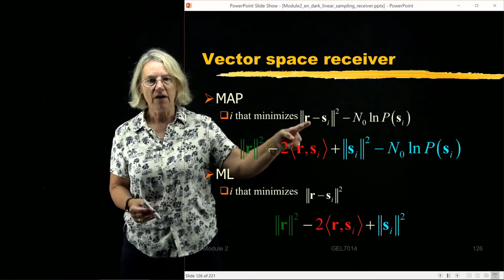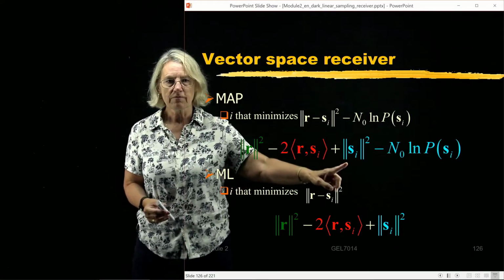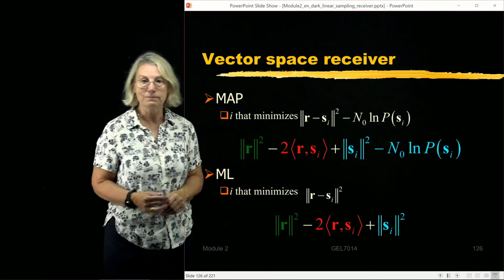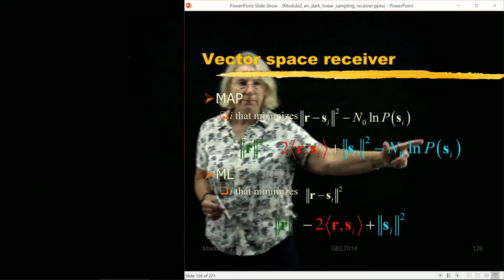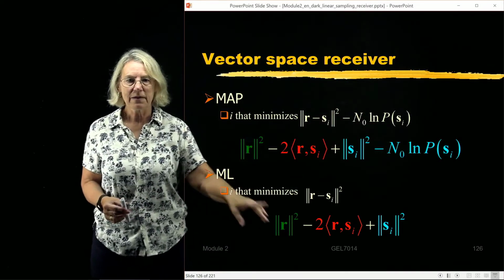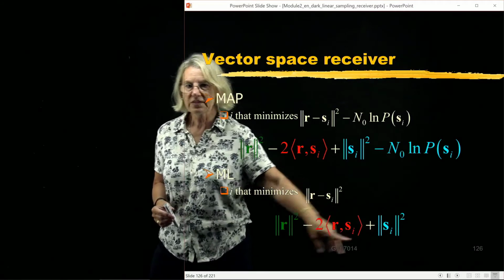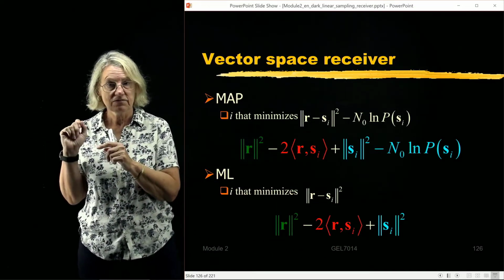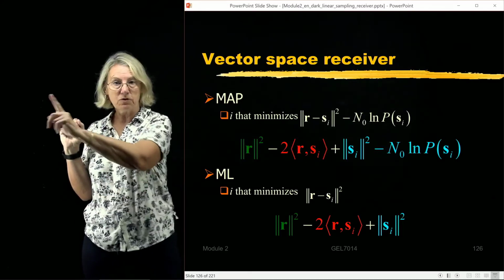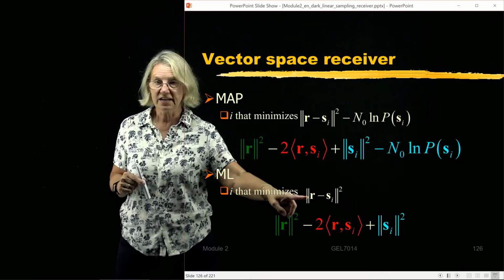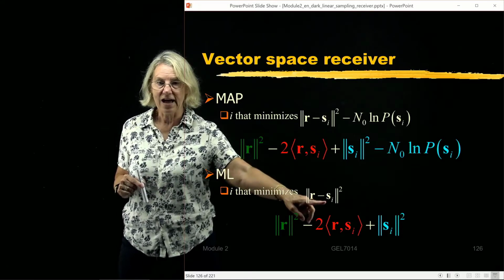It's the L2 norm of R and the L2 norm of S, and then I have to subtract the inner product of the two. In this case, for the MAP, I also have this weighting term, which is changing these, but in the case of the maximum likelihood, it would really just be these three terms. So the distance between the received vector and each one of the possible transmitted vectors would be this. I'd have to calculate it M times.